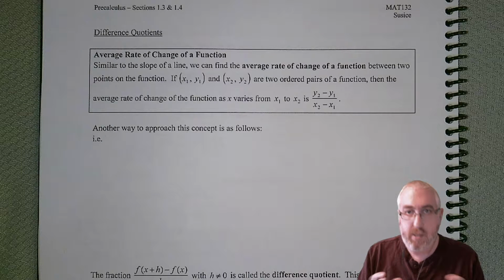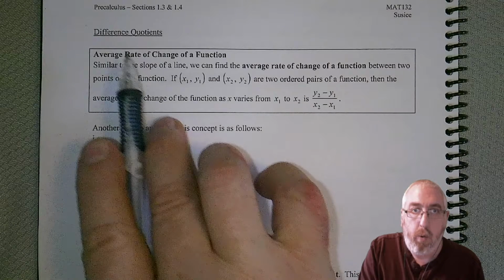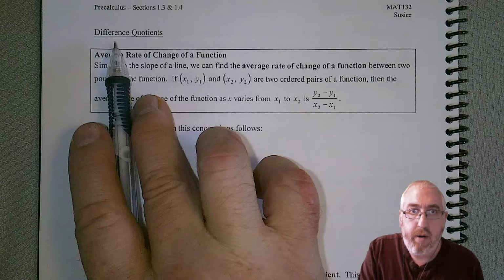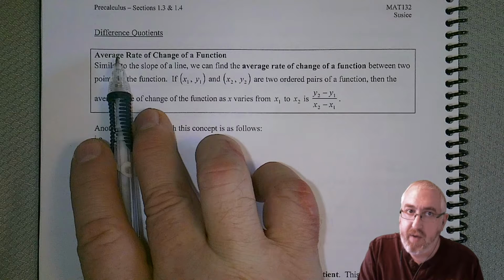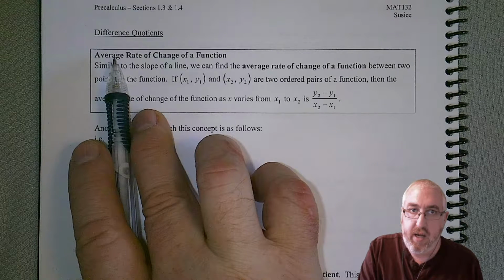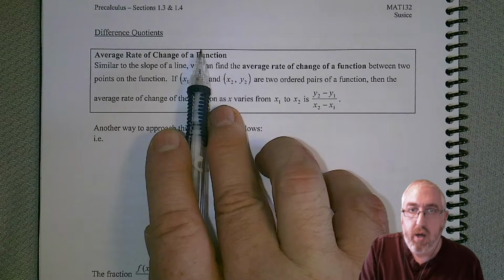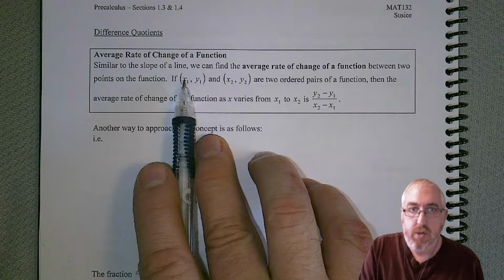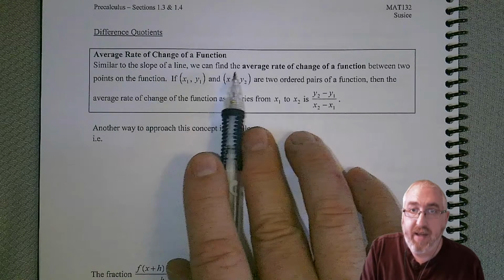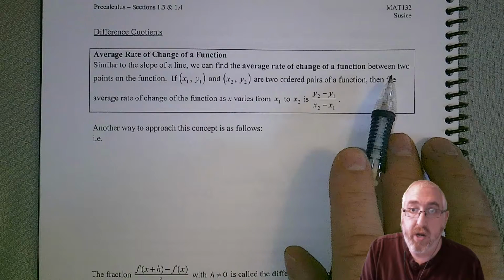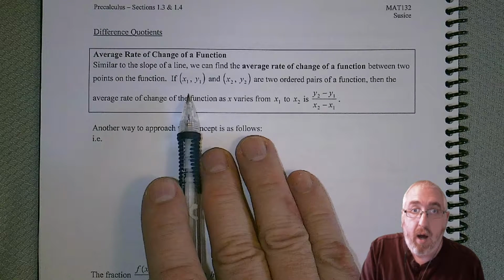So let's look at some of the technical terminology. What we're looking at are difference quotients. And the way we can think of it is in terms of an average rate of change of a function. Similar to the slope of a line, we can find the average rate of change of a function between 2 points on the function.